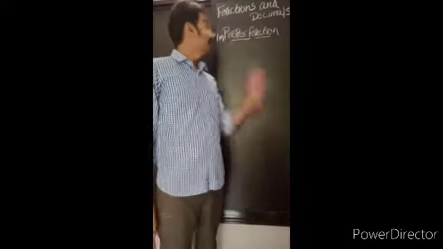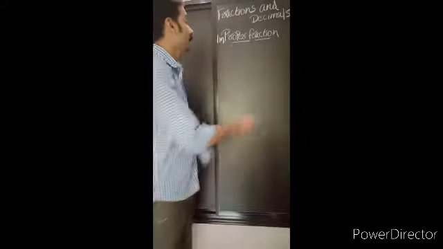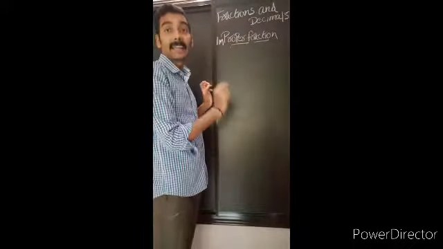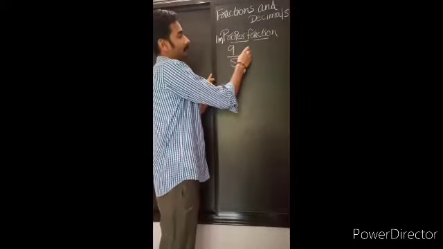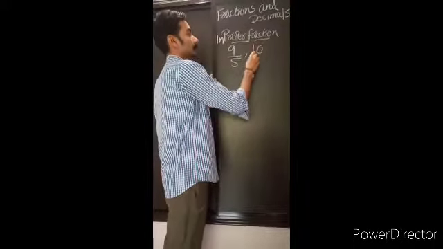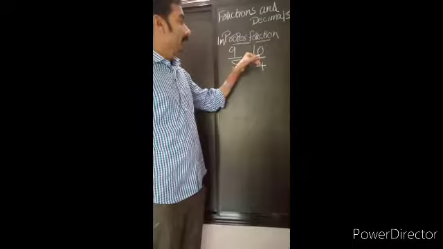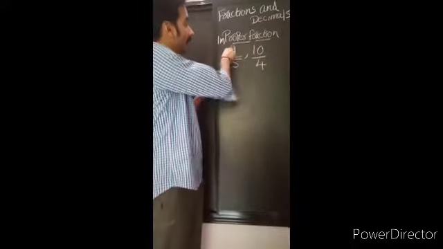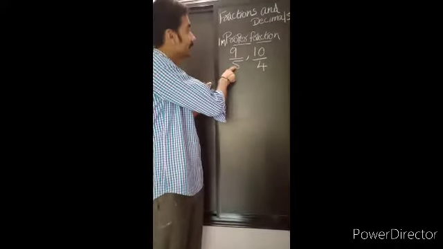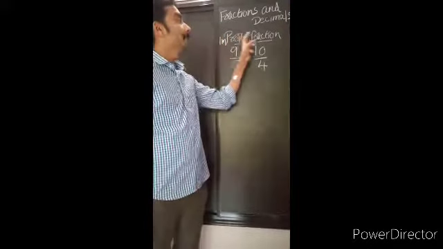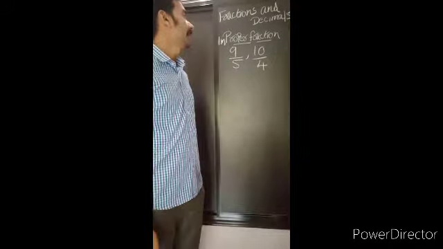Then another one is improper fraction. Improper fraction means the numerator is greater than the denominator. For example, 9 by 5, 10 by 4. The numerator is greater than the denominator. This type of fraction is called an improper fraction. Clear? Okay.